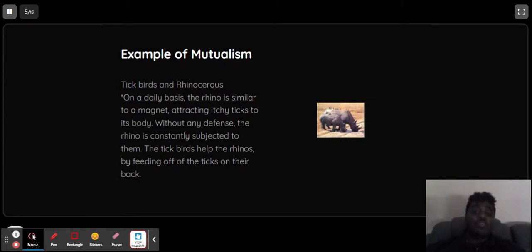The rhino gets all the ticks and insects off their back and off their body, and the birds obviously get a free meal. So it's a benefit for both species, and they cooperate in this manner. The rhinos don't try to knock the birds off, they don't care that they're there because they're getting a benefit from them. So this is a great example of mutualism, where the species understand that they are better off helping each other rather than trying to be apart.